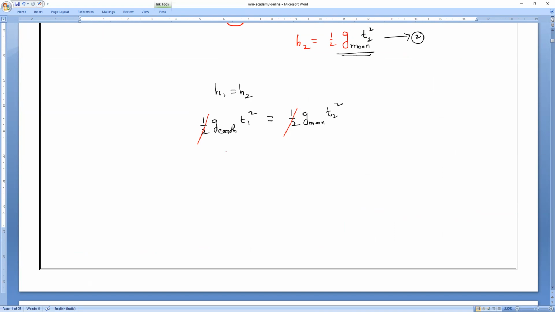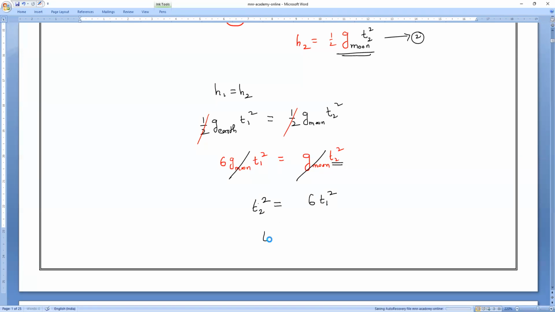So in place of gravity of Earth, can I write it as 6 times the gravity of moon? So T1 square into 6 times gravity of moon is equal to gravity of moon into T2 square. Any problem for anybody? You can ask me. Are you clear, everybody? So gravity of moon and gravity of moon will get cancelled. Here we want T2, that is the time on moon. So T2 square is equal to 6 times T1 square.